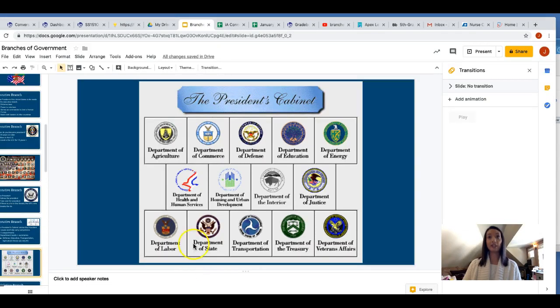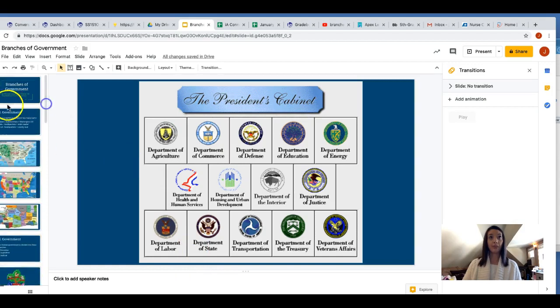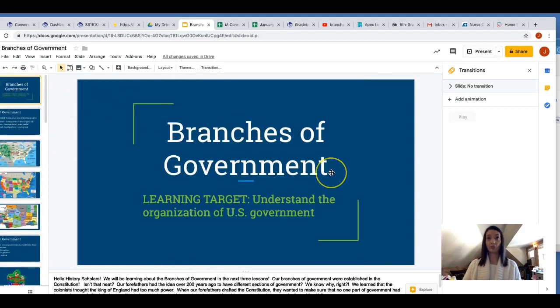learning target, okay? So, our learning target reads that you will be able to understand the organization of U.S. government. So the first branch of government we talked about was the executive branch, and the second branch of government is going to be the legislative branch.